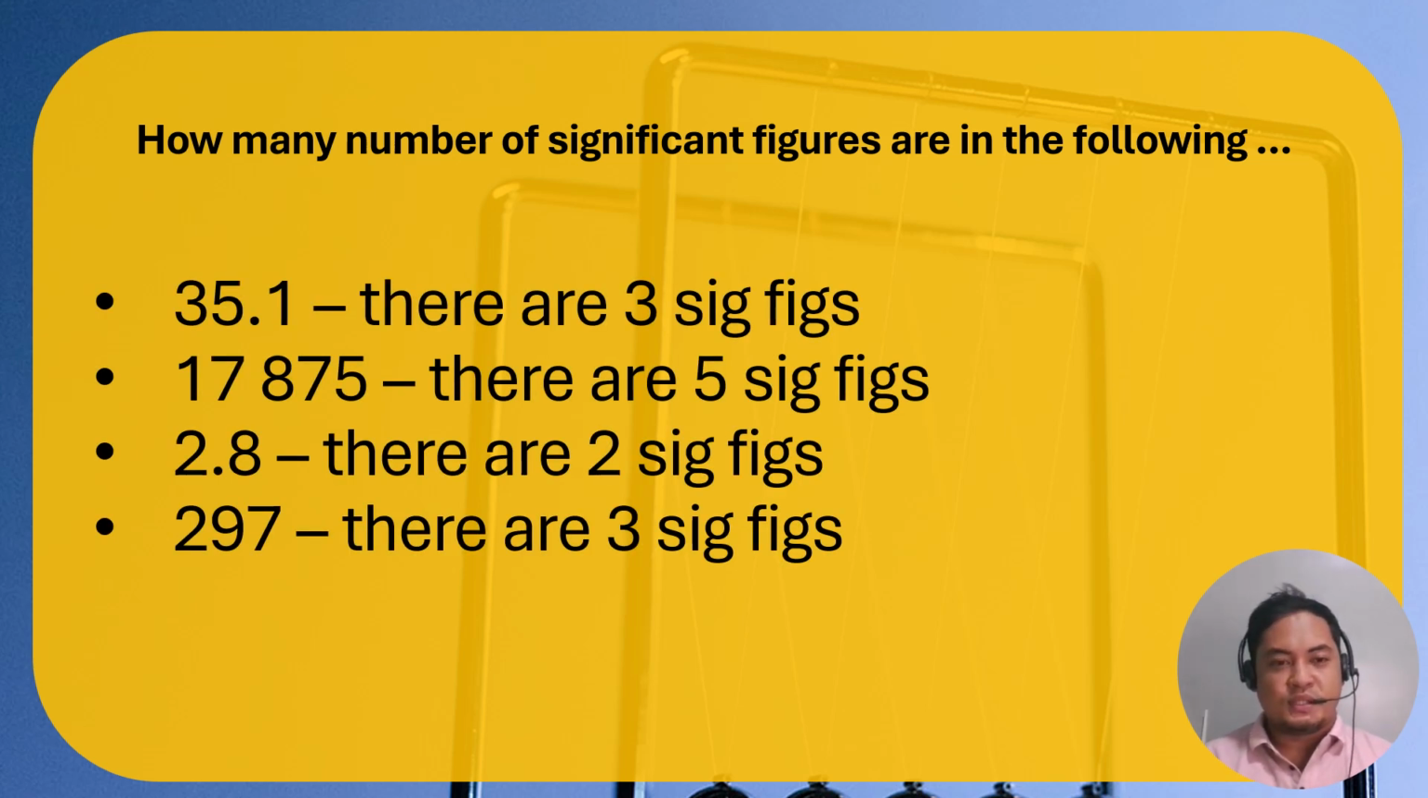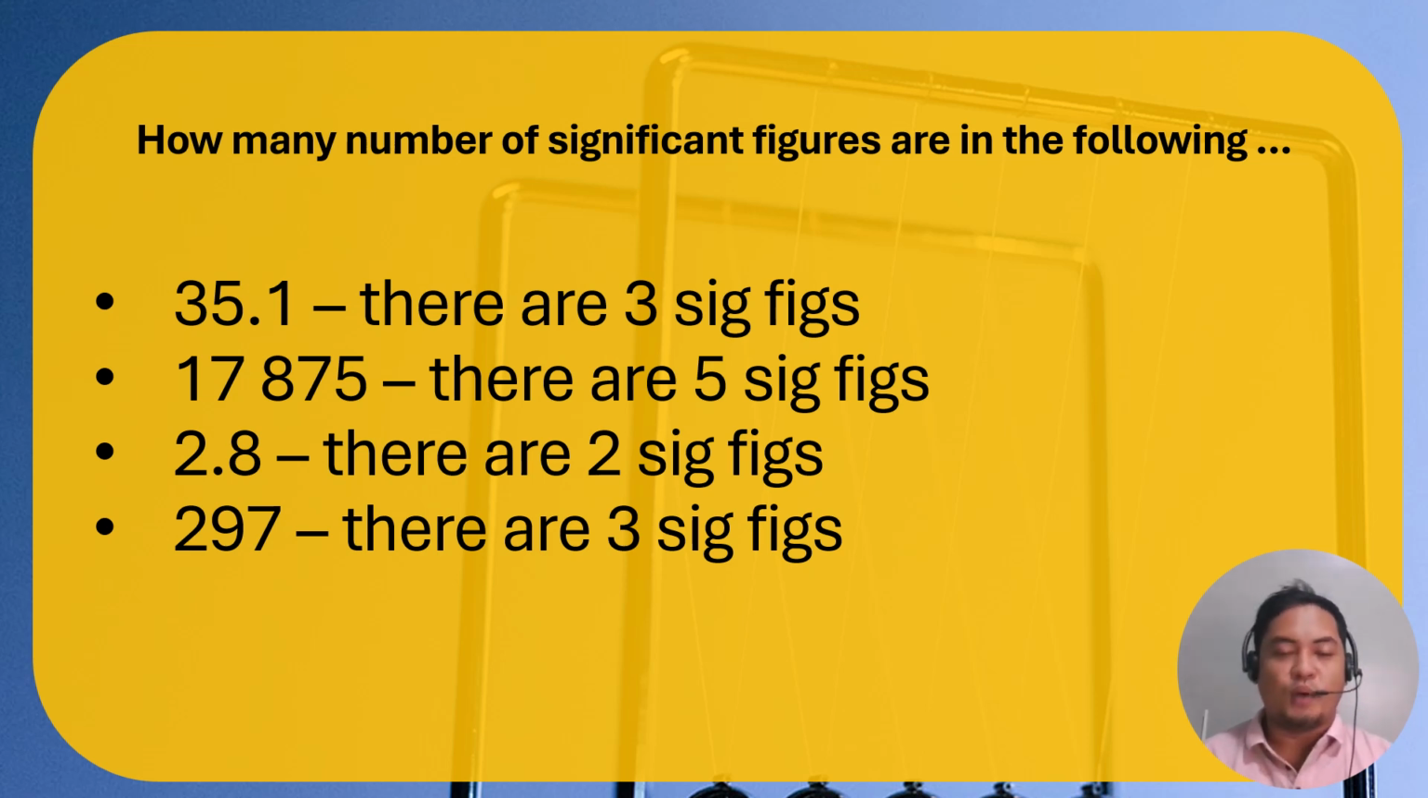All right. If you notice, 35.1 has three sig figs. By the way, the term sig figs is acceptable as a shortcut for significant figures. And then we have 17,875. There are five. Sorry, it's five. And then you have 2.8, with two sig figs, and the last one, 297.